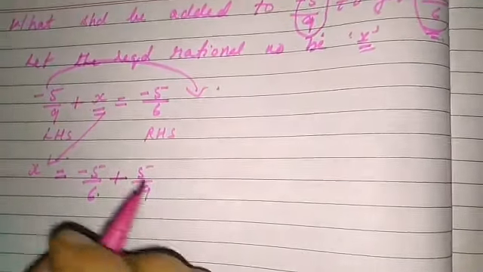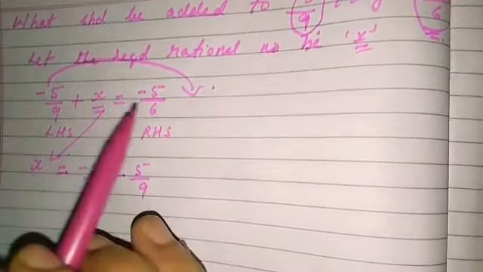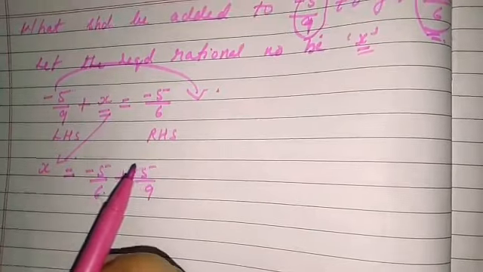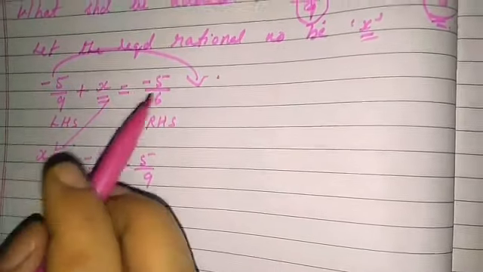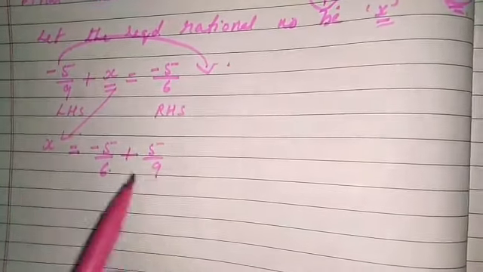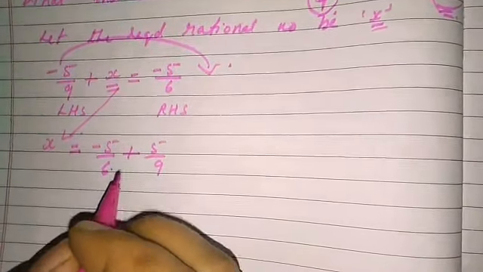Always remember, anything coming from left hand to right hand or right hand to left hand, the sign changes. If it's a positive sign, it becomes negative, and if it's a negative sign, it becomes positive. So since we had minus 5 by 9, minus 5 by 9 became plus 5 by 9. Now we all know, this is the addition of rational numbers.